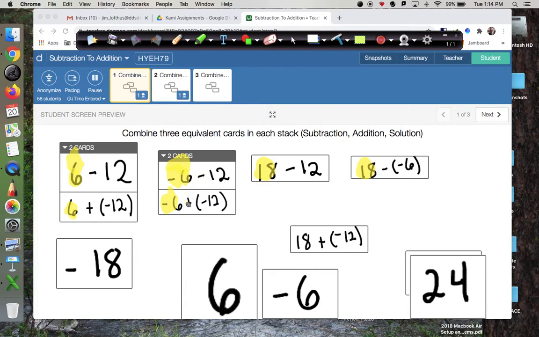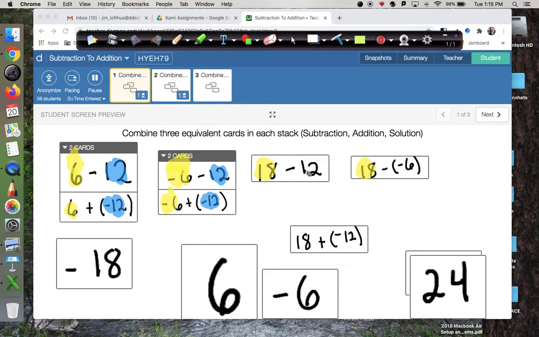-12 is the same as plus a -12. Let me get a different color here. And we'll just go with, let's say, this blue. Okay, so this is +12. This is the opposite of +12. This is +12. This is the opposite of +12. Notice the only thing left is the plus and the minus. Minus, plus, minus, plus. Let's see what that's.